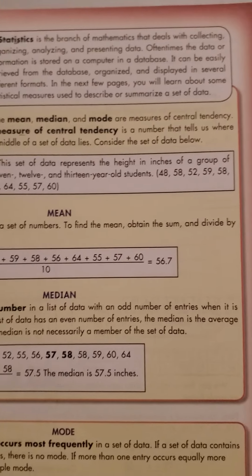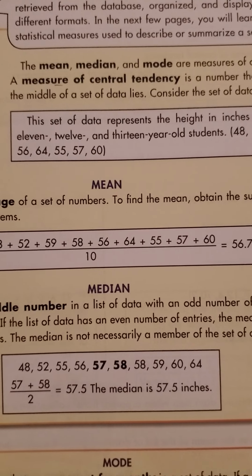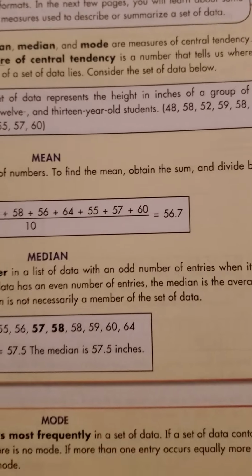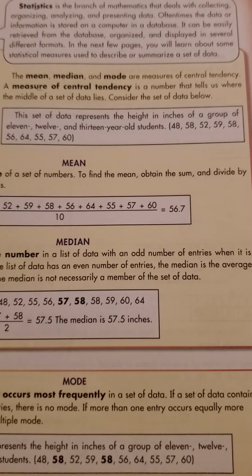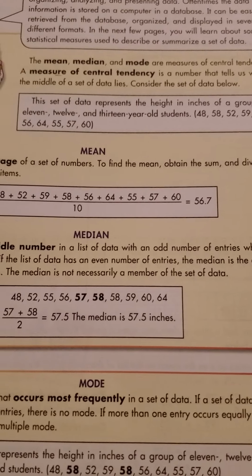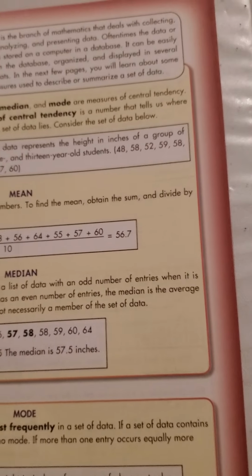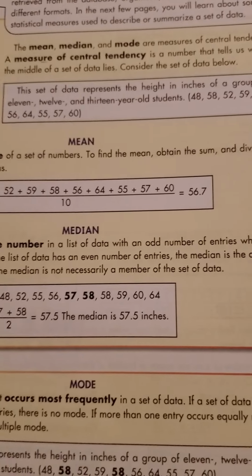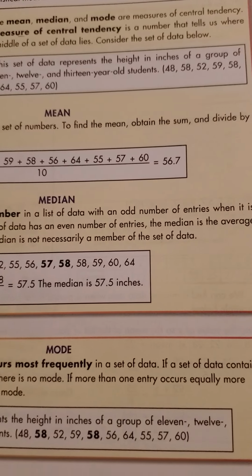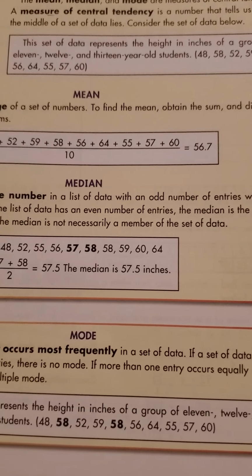Okay, so the measure of central tendency is the mean, the median, and the mode. Okay, and these are the numbers that tell us where the middle of a set of data lies. All right, so the example that it gives us is the height of 11, 12, and 13-year-old students. So it gives you 48, 52, 59, 58, 56, 64, 55, 57, 60.